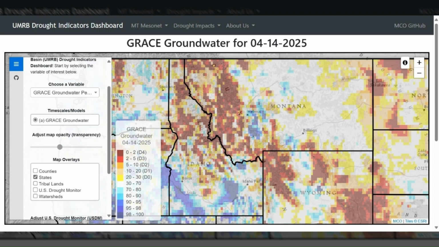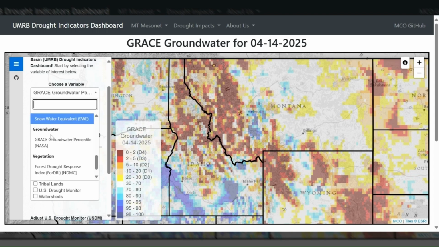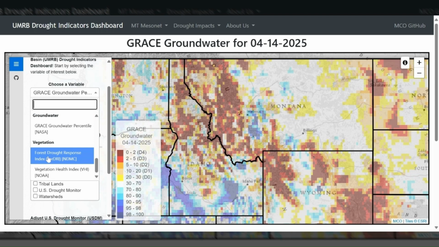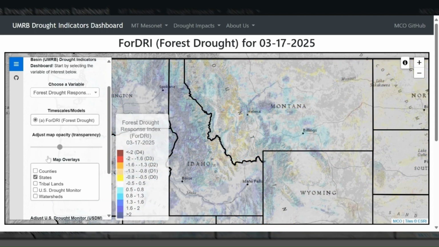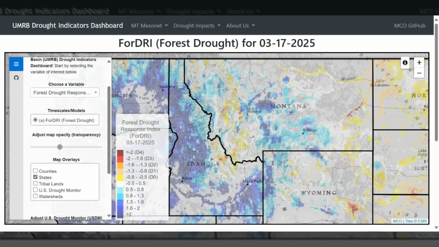Finally, you can also display vegetation drought information. First, there is the Forest Drought Response Index, FORDRI, that monitors the drought stress in forests. This uses the U.S. Drought Classification Scale as well.